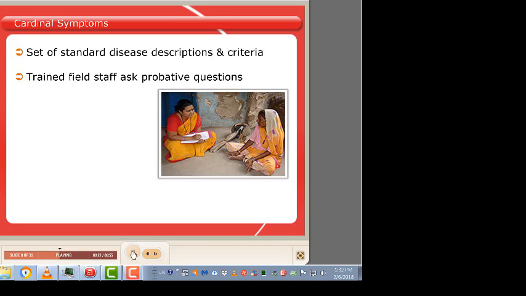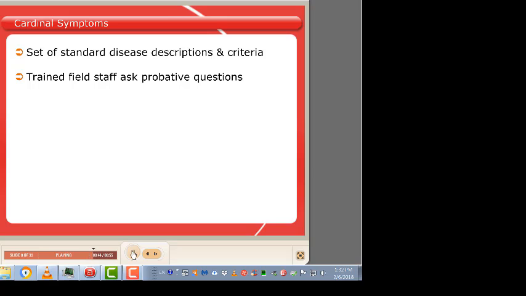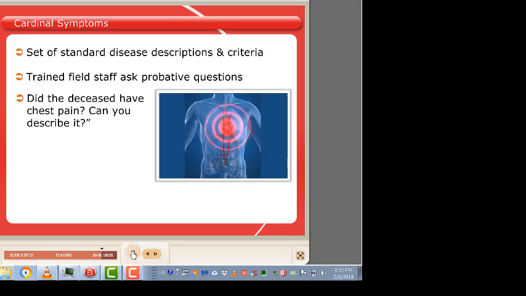If the respondent has trouble providing information about the condition or illness, the field worker will go through each cardinal symptom one by one in an effort to get as much information as possible. For example, he will ask, "Did the deceased have chest pain? Can you describe it?" There are 3 lists that cover adult, child and neonate symptoms.